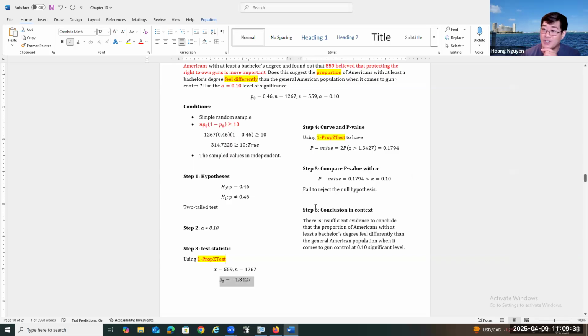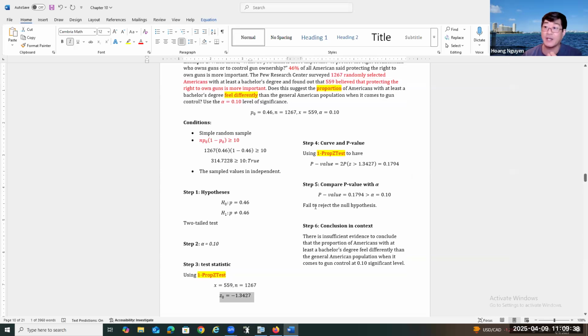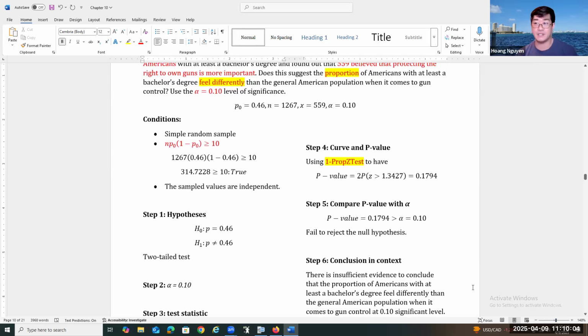Okay, we have one more question to show you. Before we can actually perform the hypothesis test, you need to double check the conditions. The three conditions: the first requirement, simple random sample. The second requirement, n times p0 times 1 minus p0 has to be greater than or equal to 10. And the third condition, the sampled values are independent. These are the 3 requirements you need to check before you jump to step number 1 of the hypothesis test.